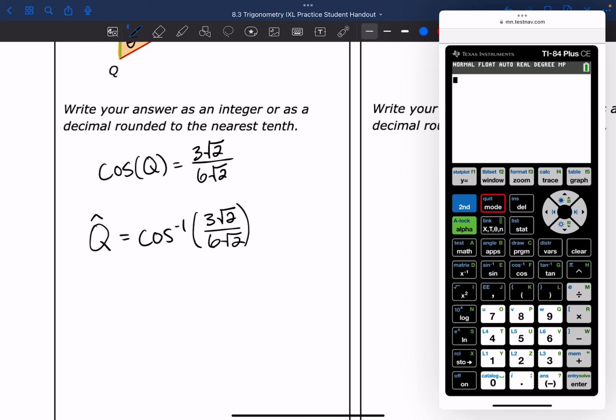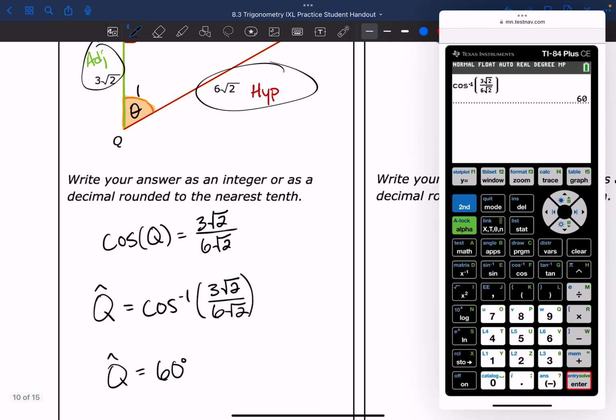So you see where the cosine button is? See right above that in blue, it's the inverse cosine. I want to hit the second button first, then hit cosine, then just put my fraction, 3 square root of 2 over 6 square root of 2. And then I'm going to close that parenthesis and press enter. And there we go. The measurement of angle Q is 60 degrees. So you look right here, my angle is 60 degrees.